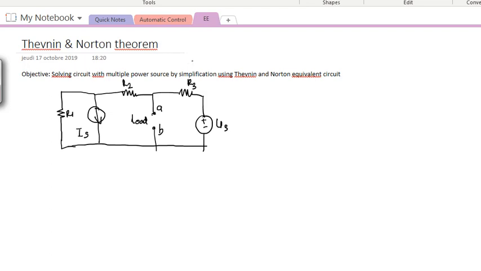So what is Thevenin and Norton theorem? It says that if you have a circuit with multiple power supplies, basically in a circuit you can have multiple power supplies and multiple resistances. And from the point of view of two terminals in the circuit, let's say we take these two terminals, A, B, it can be connected to any type of load.